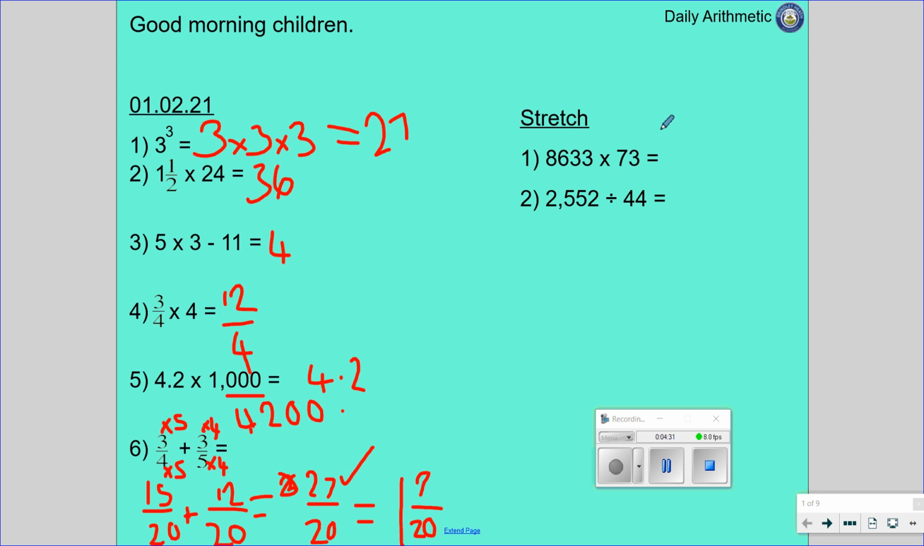Okay, stretch. Question 1, our long multiplication. The answer was 630,209. And question 2, the answer was 58.